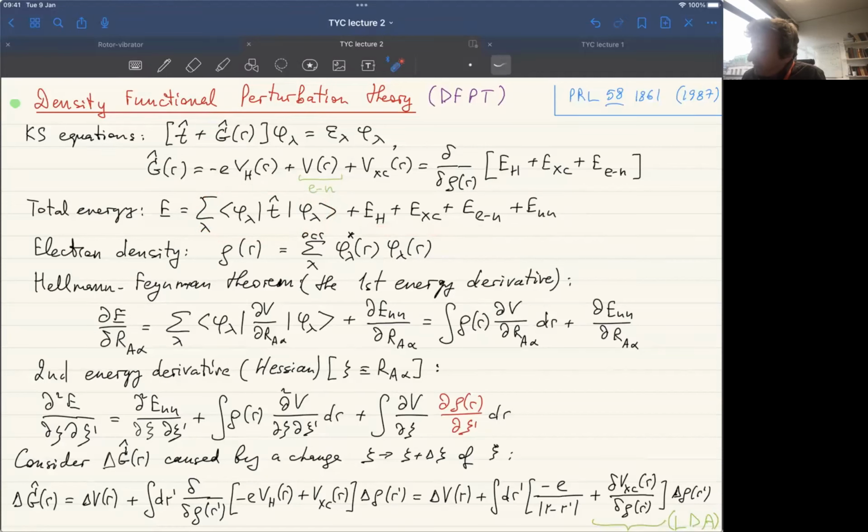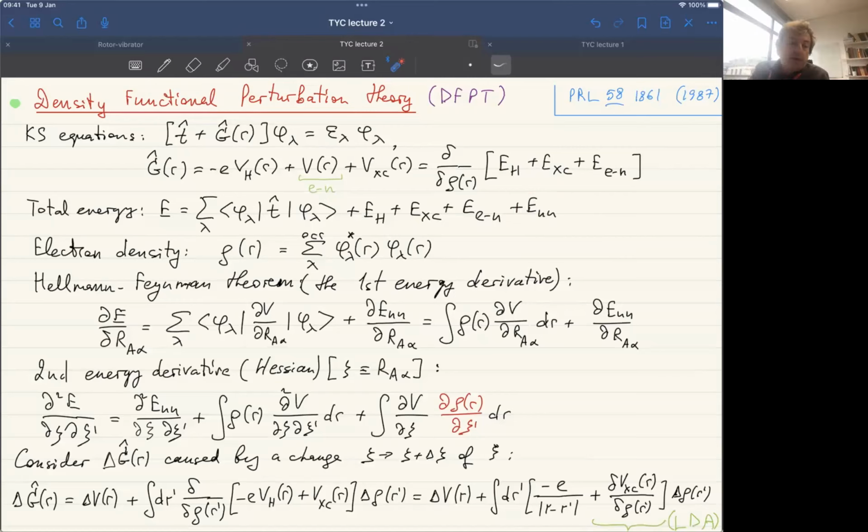Apart from those three, you also have this energy here, which is the interaction between atomic cores, or between nuclei, which of course does not depend on electronic density, but still depends on the atomic positions. And if we would like to calculate atomic forces, this is what we need to do to work out the force constant matrix at the end. We need to differentiate the energy with respect to atomic positions. Then, of course, that term is important.